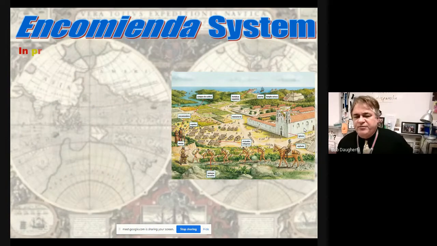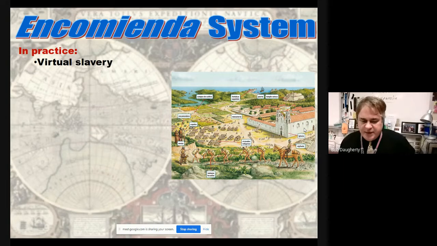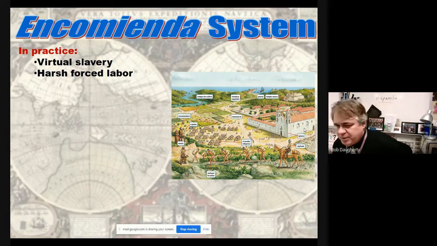Now, here's a picture of the encomienda system. I'll later zoom in a little bit. So in theory, that's what it was supposed to be. What was it in actual practice? It was virtual slavery. It was some of the harshest forced labor that you can imagine.